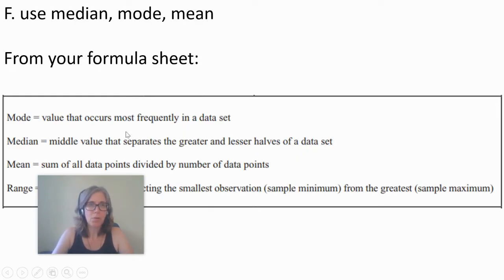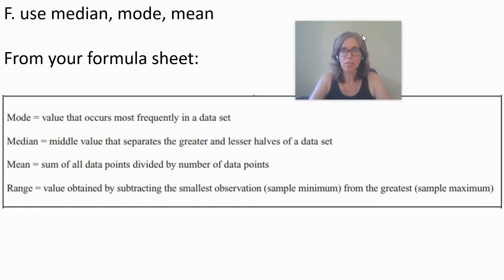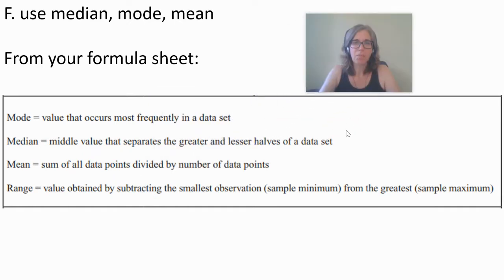Okay, median, mode, and mean come up occasionally, especially the mean. And thankfully, you don't have to memorize them because they're on your formula sheet. Mean is the one that we use most of the time. It's the sum of all the data points divided by the number of data points. So we'll go over some examples of these, but we use mean a lot and we use range a lot.